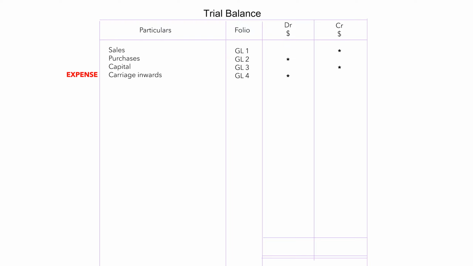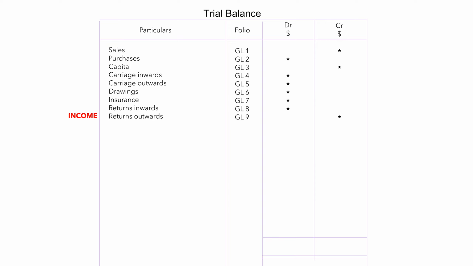Carriage inwards is an expense and is debited. Carriage outwards is an expense and is debited. Drawings is capital with a debit balance and it's debited. Insurance is an expense and is debited. Returns inwards is an expense and is debited. Returns outwards is income and is credited.